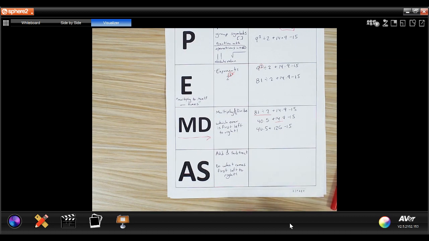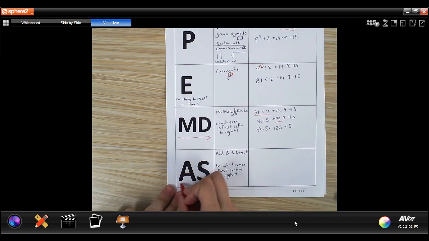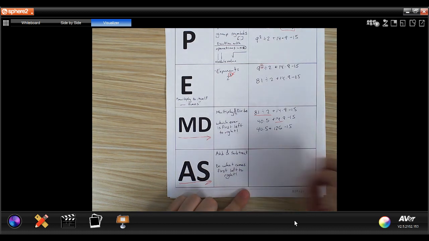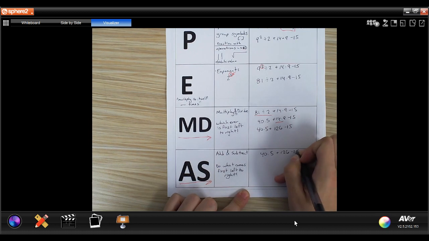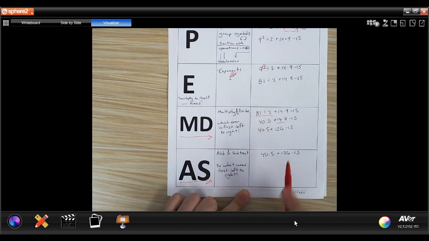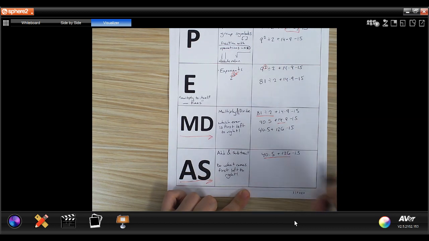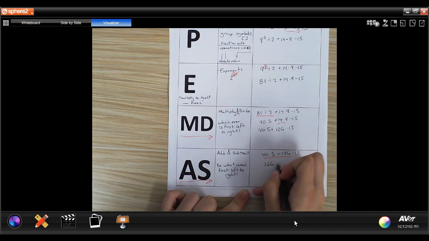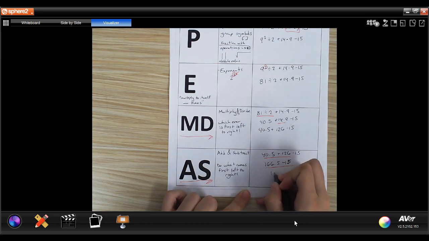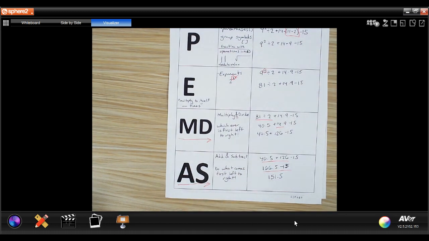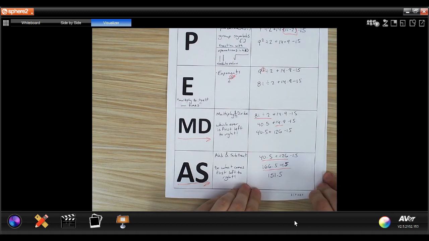All right, our last one is add or subtract. Again, whichever comes first, going from left to right. So I have 40.5 plus 126 minus 15. I start from my left. I find my plus comes first. So we get 166.5 minus 15. Ooh, that's a bad 5. So that is the next and last thing I need to do, which means I end up with 151.5. So when we are looking at another example problem, I'm going to switch my page to the next one.